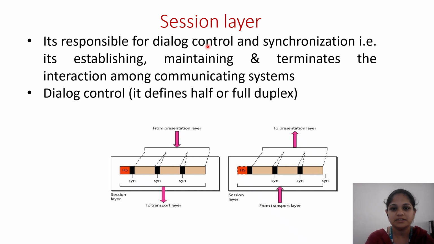So the next layer will be the session layer. This layer is responsible for dialogue control and synchronization. For example, it will establish the connection, maintain the connection until it terminates, and terminate the interaction after the communication is over. And for dialogue control, it defines half or full duplex.